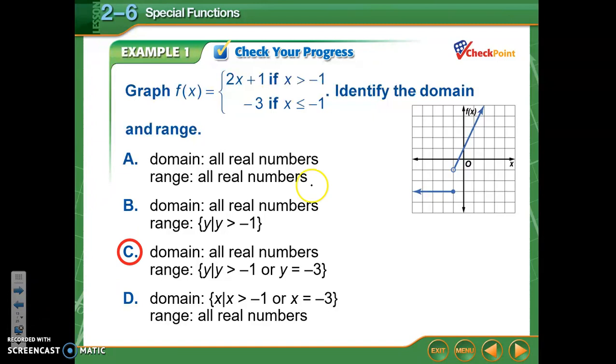All right, the answer to this one is C. The domain is all real numbers. There's no x value I can find that would not be able to be plugged into this graph. I can plug in all x's less than or equal to negative 1 and greater than negative 1.